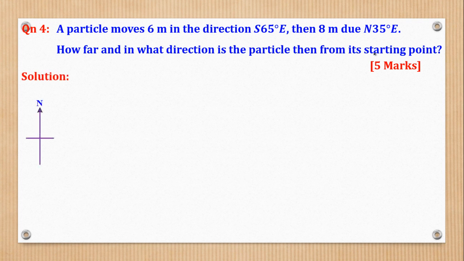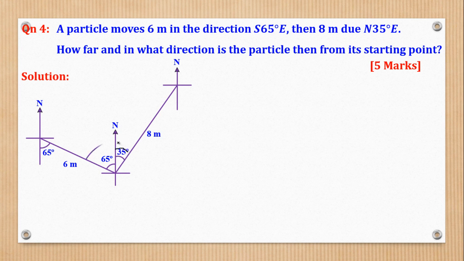So you only sketch and use calculations. You come and start drawing. At the starting point, the direction was south 65 degrees east, meaning this 65 is here. For alternating angles, this is also 65. Then from this point, they said he moved 8 meters in the direction north 35 degrees east. So you locate north 35 degrees east, which is here, and the distance is 8. When you add these two, you come up with 100, so the whole of this angle is 100.